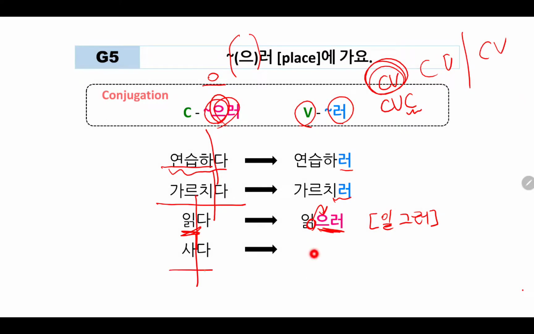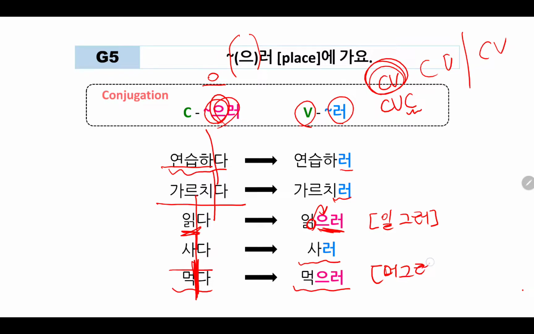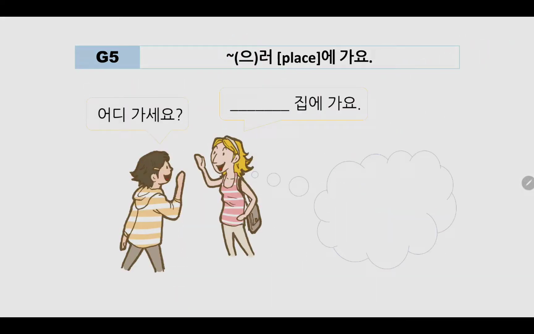Next example would be 사다, to buy. Divided into stem and ending. 사 ends with just a vowel. So only use 러, 사러, in order to buy. 먹다, divided into stem and ending. 먹 ends with this consonant, 기역 consonant. So it becomes 먹으러. And when you pronounce it, it becomes 머그러. This 받침 carries over to the next syllable, taking over the place of the zero consonant. So pronounced as 머그러. Good.